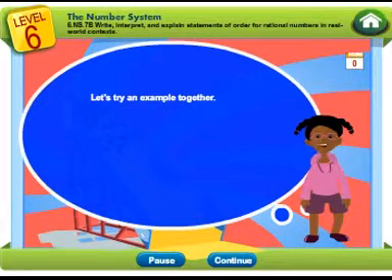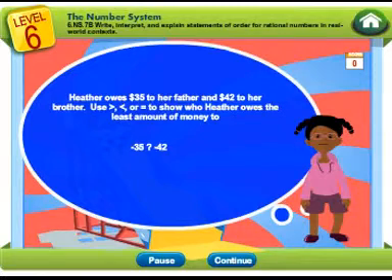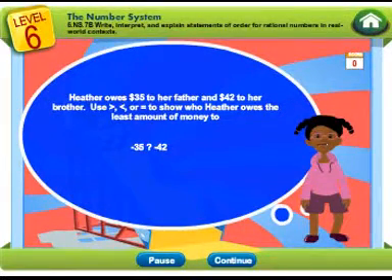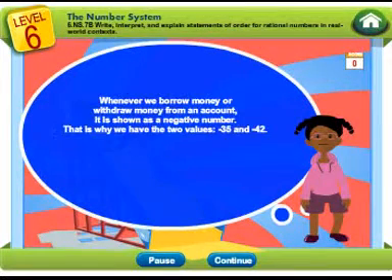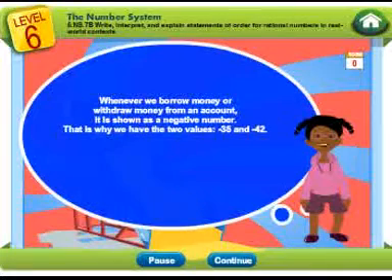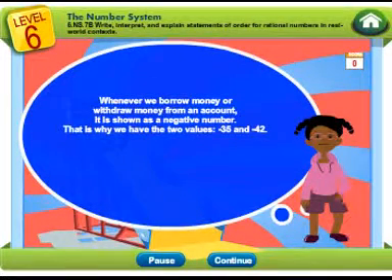Let's try an example together. Heather owes $35 to her father and $42 to her brother. Use greater than, less than, or equal to show who Heather owes the least amount of money to. Whenever we borrow money or withdraw from an account, it is shown as a negative number. That is why we have the two values, negative 35 and negative 42.